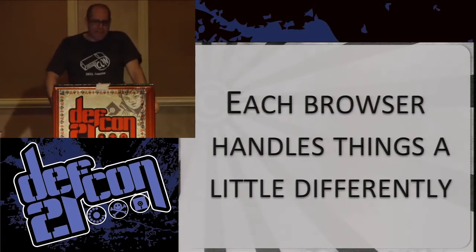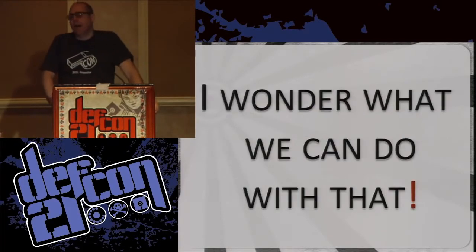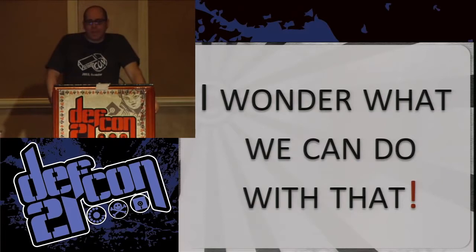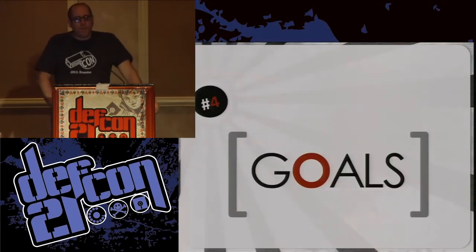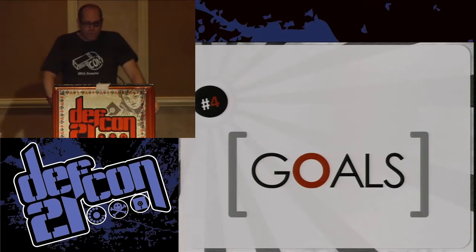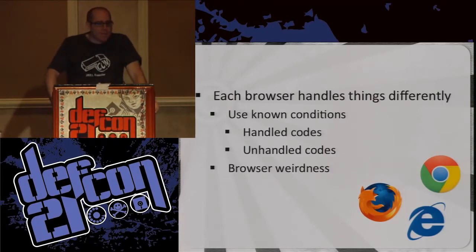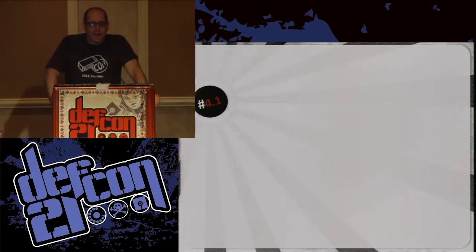So each browser is handling something a little bit differently. We know how things are handled the same. We know how things are handled differently. I wonder what we can do with that. What are the goals? Okay, so each browser handles things differently. You have the handled codes, you have the unhandled codes, and then you get this little browser weirdness thing where it just does random stuff you didn't expect it to do, depending on the headers.